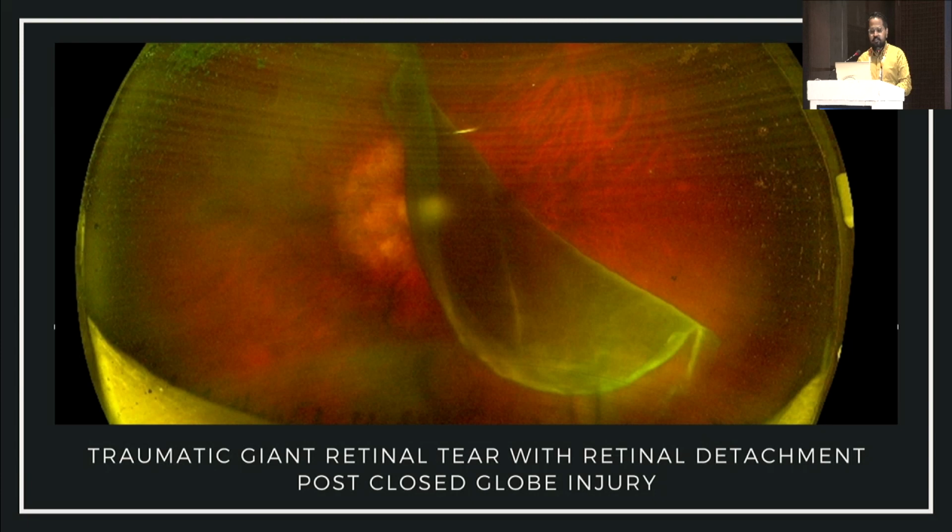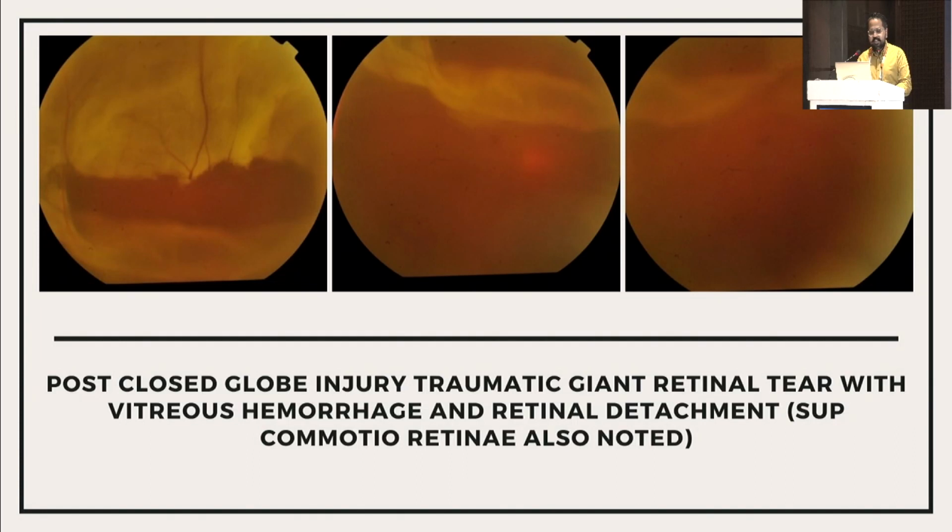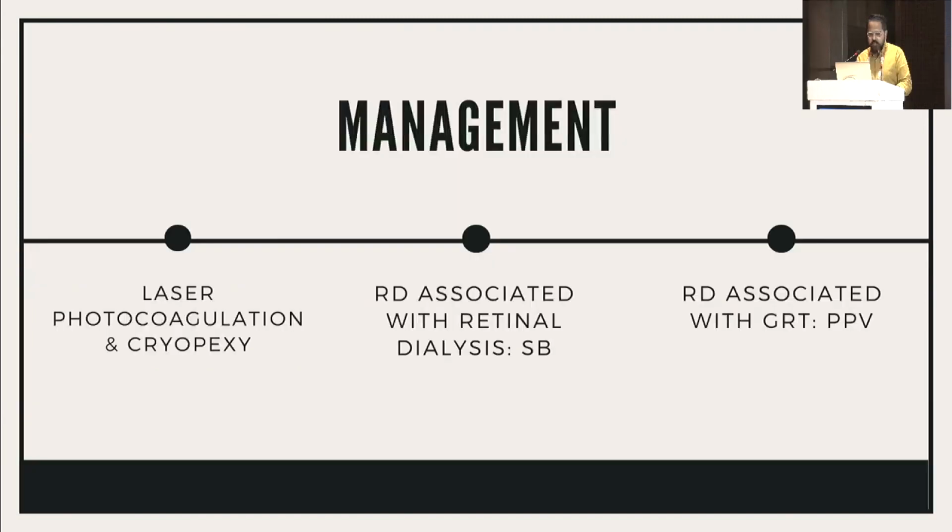This is a picture showing a giant retinal tear with retinal detachment post closed globe injury. This is a case post closed globe injury, showing a superior giant retinal tear and a vitreous hemorrhage, and you can see superior commotio retinae also noted.